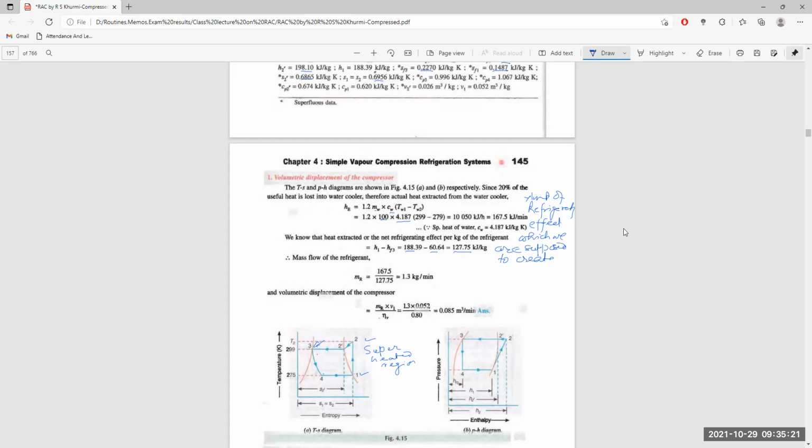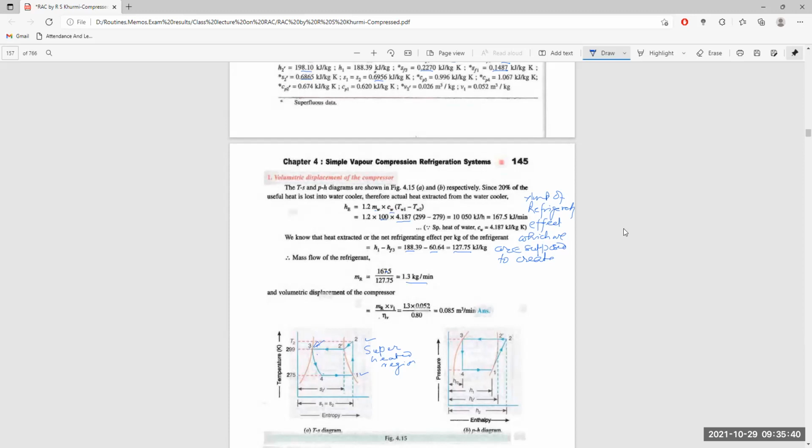So the mass flow of refrigerant required is the amount of refrigeration required, 167.5, divided by 127.75, which is equal to 1.3 kg per minute. So this is the mass flow we have calculated.